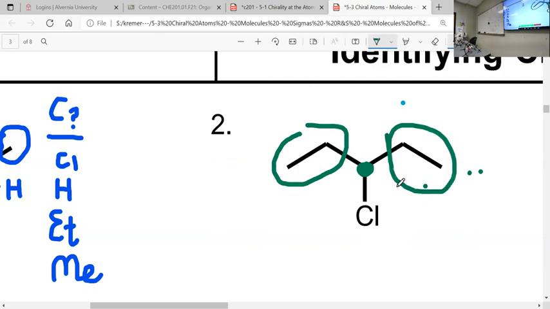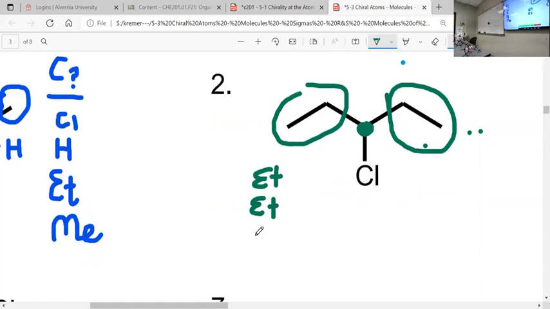Two ethyl groups. Ethyl, repeat. Game's over already, guys. If you want to generate the rest of the list, it's a hydrogen at that peg tip and a chlorine. Ready to move on. Okay, may I? All right, let's see the next one then.